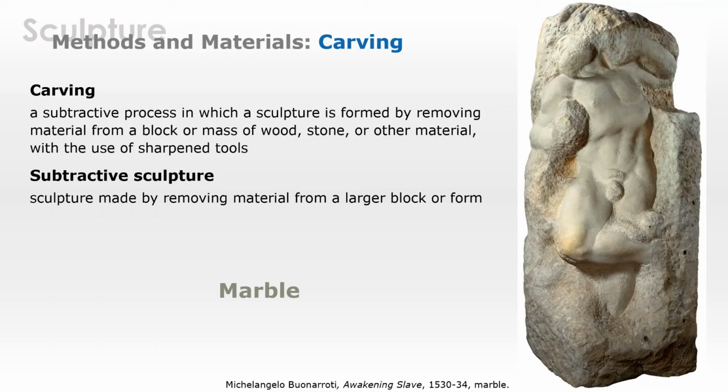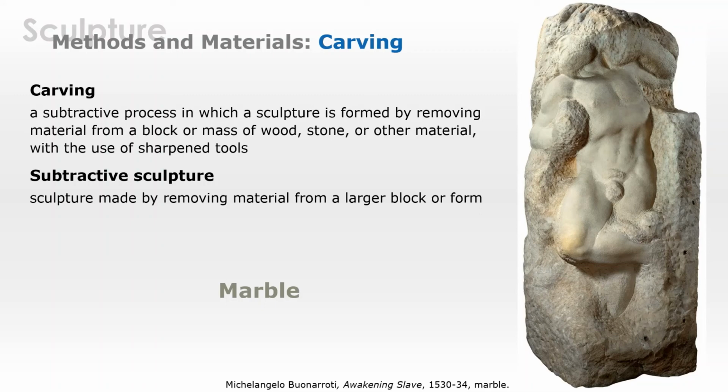This is one of four figures later called slaves that he abandoned in various stages of completion. Carving is the most challenging of the three basic sculptural methods because it is a one-way process that provides little or no opportunity to correct errors. Before beginning to cut, the sculptor must visualize the finished form from every angle within the original block of material.